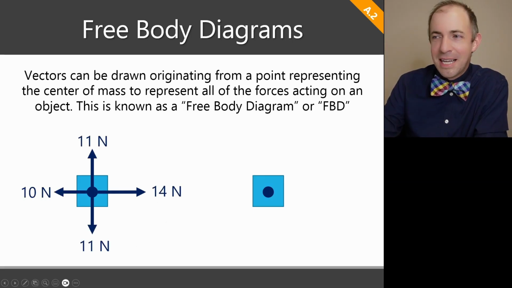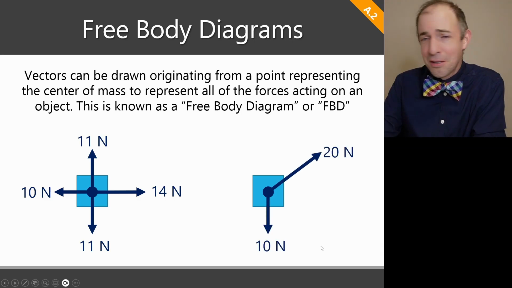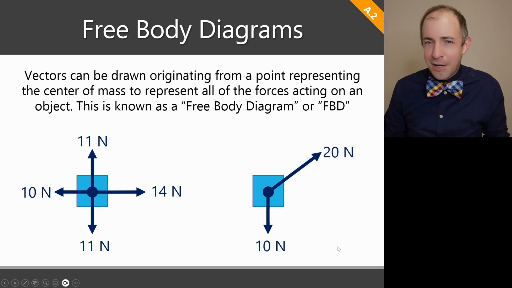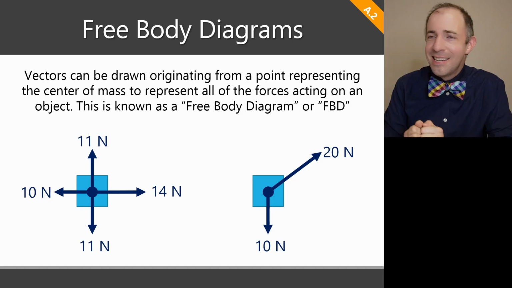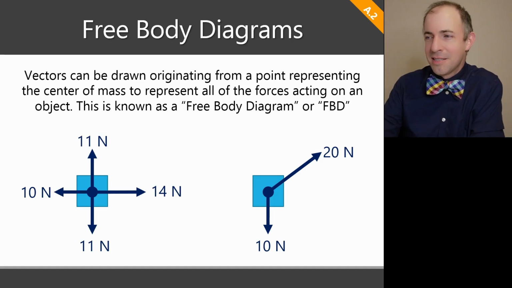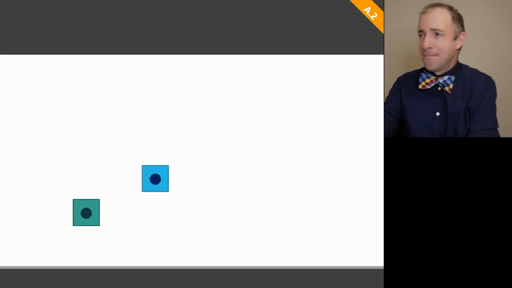So you might see arrows that look like this. You might see arrows that look like this. These are free body diagrams representing just the object, not the surface, not any external things, just the object and the forces being applied.